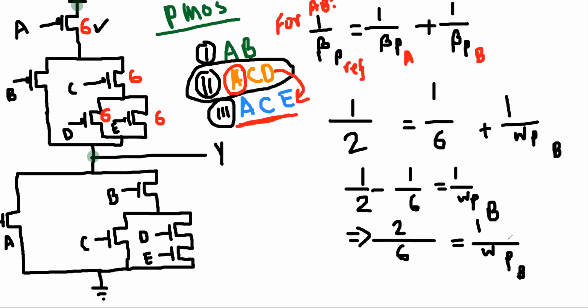Okay, can I multiply cross? We can actually rotate them or inverse them, right? So your WP will go there, your 6 will go there, and your 2 will be there. So your final WP value will be how much? 3, sir. So can I write 3 here? So this is the answer.